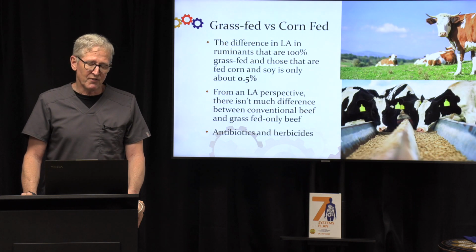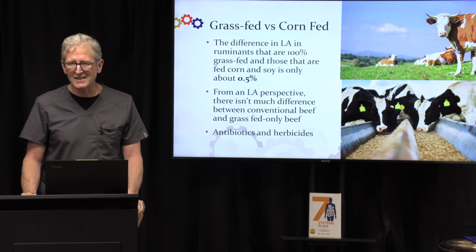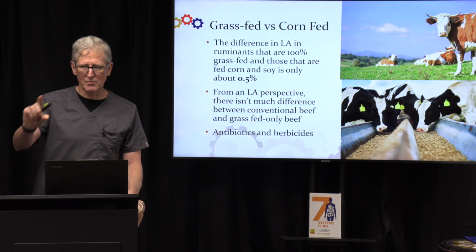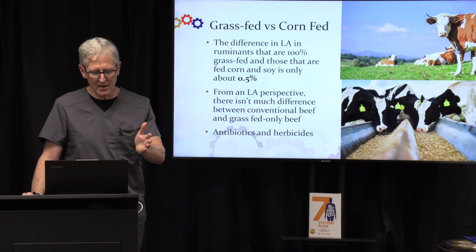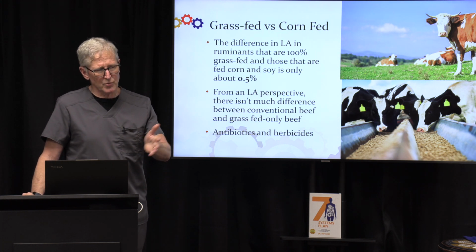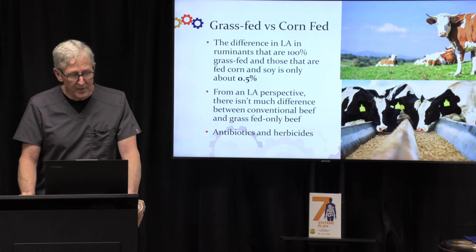So if you look at the difference between grass-fed meat and corn-fed meat, the difference in LA is really not significant. Only 0.5% difference. Now there's some other things you need to consider, but if you're just looking at LA, there's not a lot of difference between grass-fed and conventionally fed beef.